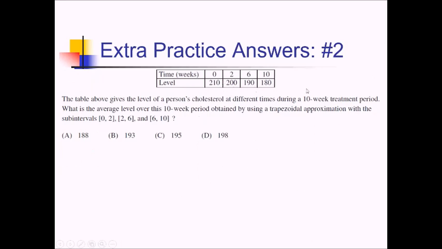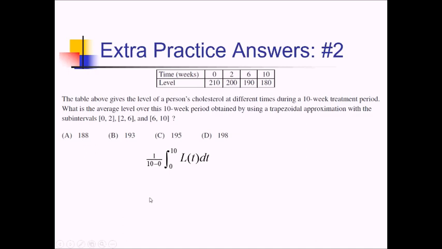For this problem, we have a table giving the level of a person's cholesterol at different times during a 10-week period. We want the average level over the 10-week period by using a trapezoidal approximation with the subintervals indicated by the table. So for average value, you need to do 1 over the interval length. In this case, our interval length is from 0 to 10, so we have 1 over 10 minus 0 times the integral from 0 to 10 of, well, they didn't name the level function here, so I'm going to call this L of t, and I'll put a dt in there just for good measure.